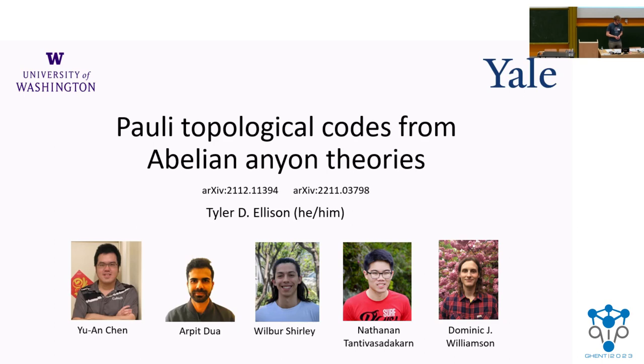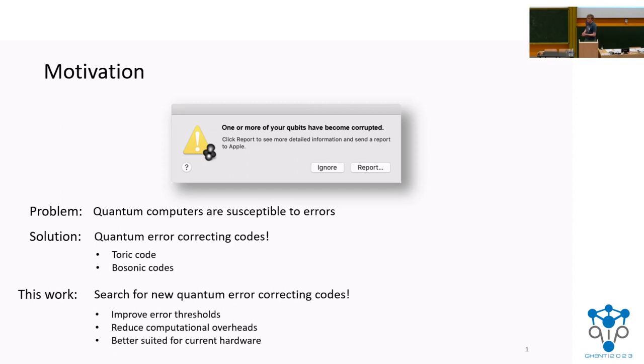Let me start with some motivation, and then I'll tell you about what I'm going to tell you about. We all know that quantum error correcting codes are essential for building a reliable, i.e. fault-tolerant quantum computer. There are promising quantum error correcting codes such as the surface code and its variants, or bosonic quantum error correcting codes. But nonetheless, it's important to continue to develop quantum error correcting codes and search for new ones so that we can further improve error thresholds, reduce computational overheads, and find codes that are, in general, better suited for current hardware.